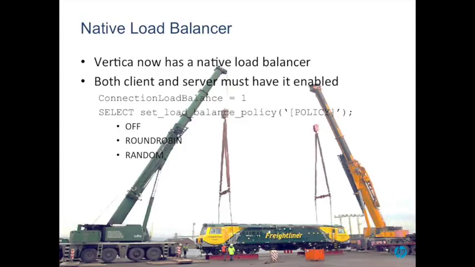Now, your policies would either be off, round robin, or random. Off means that you don't have a load balancer on, even if the client wants to do it. Round robin goes from one node to the next node to select the initiator node, so it's just going from one node to the next. And random means that it's selecting the initiator node randomly. The benefits of using the native load balancer is that it's got better integration with Vertica, and your system no longer relies on a master node. So that's really what we're talking about with the native load balancer.